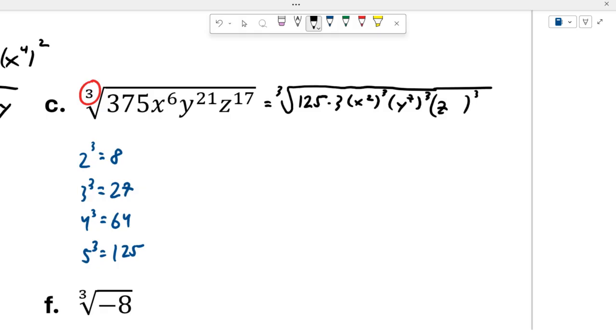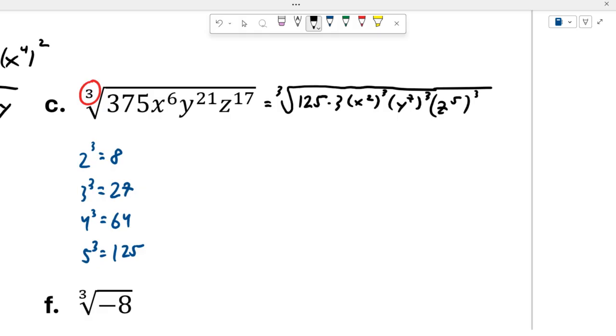And well, I know that 15 is a multiple of 3, right? 3 times 5 is 15. So if I do z to the 5th to the third, well, that's 15 of my 17 z's, right? And I can't do z to the 6th because 6 times 3 would be 18, and I don't have 18, I only have 17.